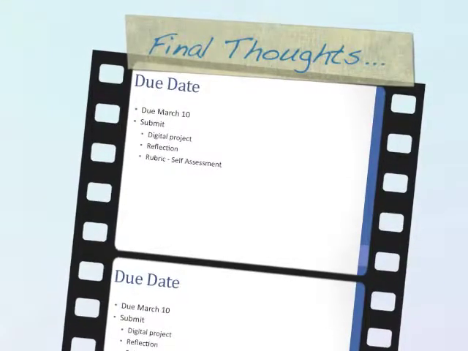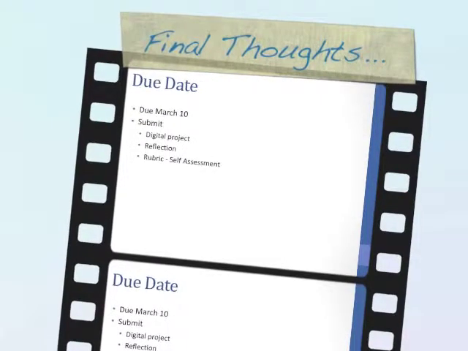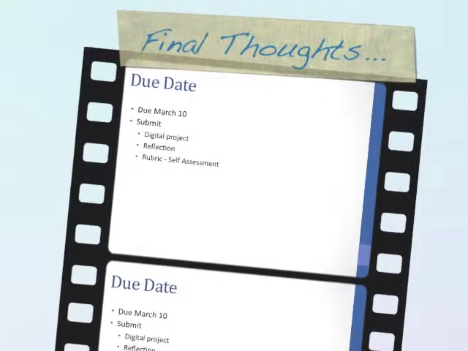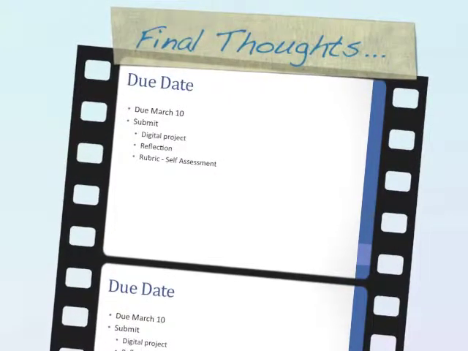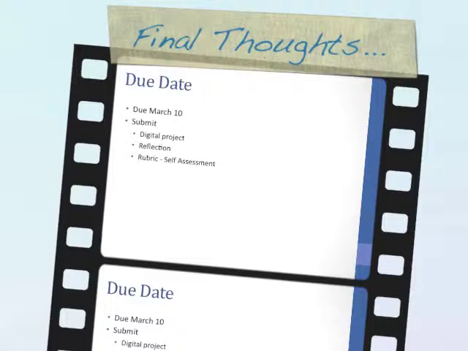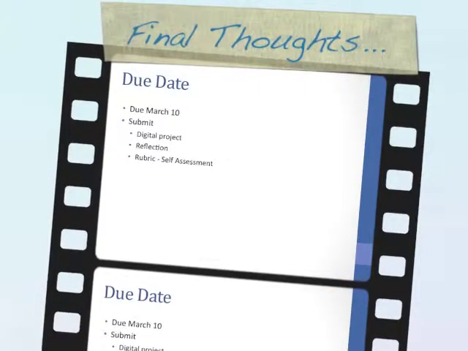Your digital media project is due March 10th. When you submit it, you'll need to submit the project, the one-page evaluation reflection, and then there's a self-assessment piece for you to do on the rubric. So please make sure that you look at that rubric as you're working on this project so that you do know what the expectations are.